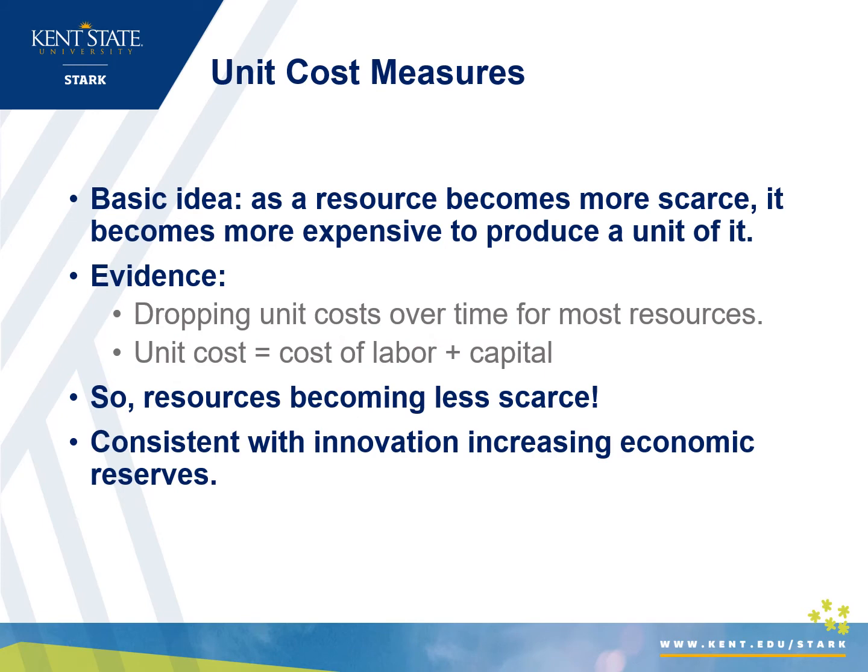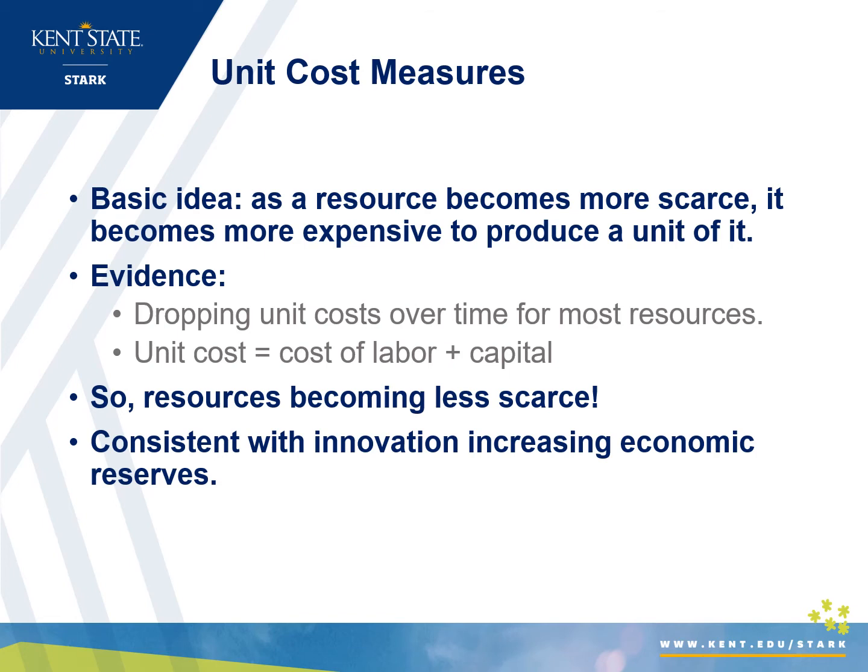A second way of looking at resource scarcity is based on unit cost measures. The basic idea is that as a resource becomes more scarce, it becomes more expensive to produce a unit of it. So this would capture the idea that the minimum marginal cost is increasing over time. Now, technically, unit cost measures are not based on marginal cost, they're based on average cost, but it nonetheless is trying to get at that same idea: as we start to run out of a resource, it becomes more difficult to produce. So we have to pour more resources, labor, and capital into producing an additional unit of it.